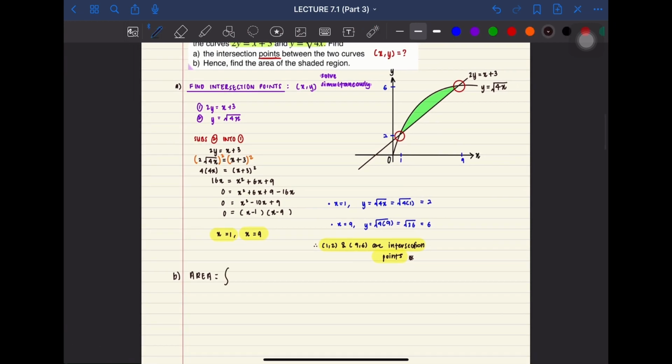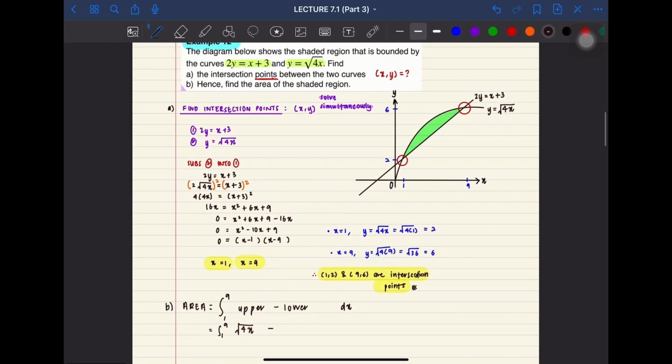Alright, so area, so kita akan pakai from 1 until 9. So again pakai dx. So upper tolak lower. Okay, so 1 until 9. So daripada atas kita jumpa yang curve tu dulu. So curve tu is root 4 X. Okay. And then tolak lower is yang bawah tu, which is this one.